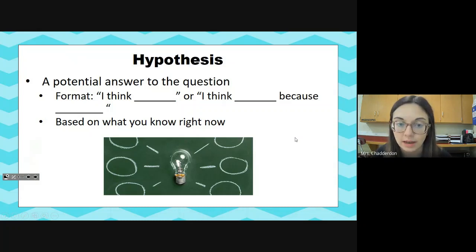Now, the hypothesis is kind of just what you think is going to happen based on what you know right now, okay? And I want to tell you that a hypothesis is not an educated guess. That is a term that we use in elementary school. It is educated, but a hypothesis should not be a guess. We are now old enough where we have some background knowledge on the natural world, okay? And our hypotheses aren't a guess. It's a potential answer to the question.